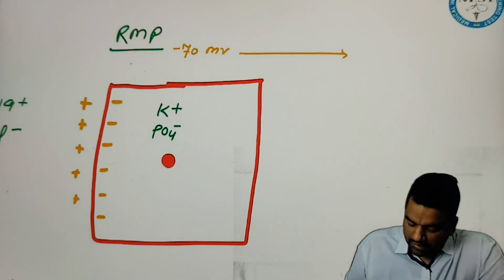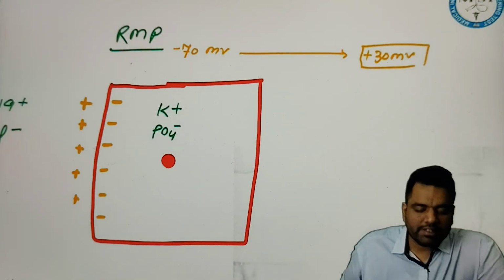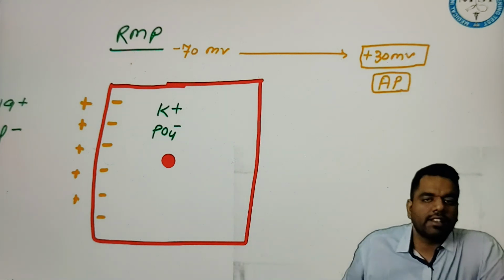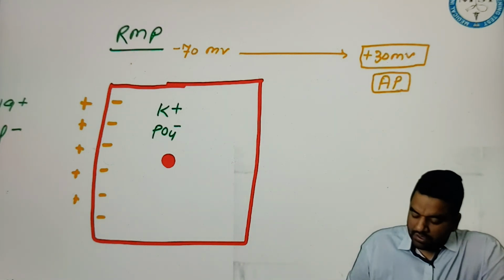Generate up to how many millivolts? It needs to generate up to plus 30 millivolts. Once it generates the plus 30 millivolts, this is enough current for the functioning of the cell, and this current we call action potential. What do we call this? Action potential. So how can this cell make positivity from negativity?